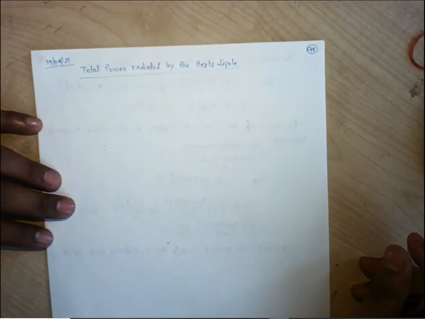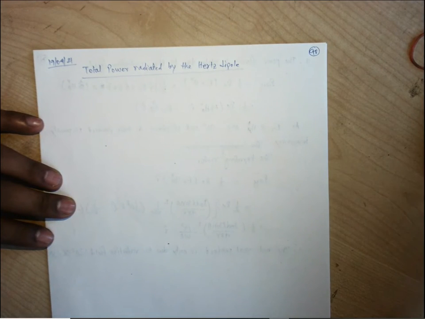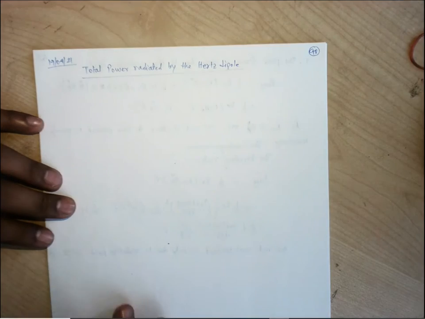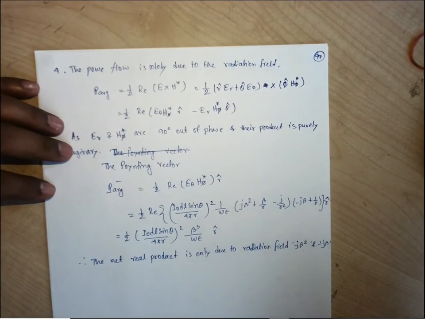Today's topic is total power radiated by the large dipole. We have seen the differences that exist in the far field region, that is E theta and H phi. Based on that, we have also found the outward power flow from the antenna, that is P average. Here we found the power flow in the antenna source, that is, from the antenna structure, how much power is taken out for radiation, the average power over a time period.